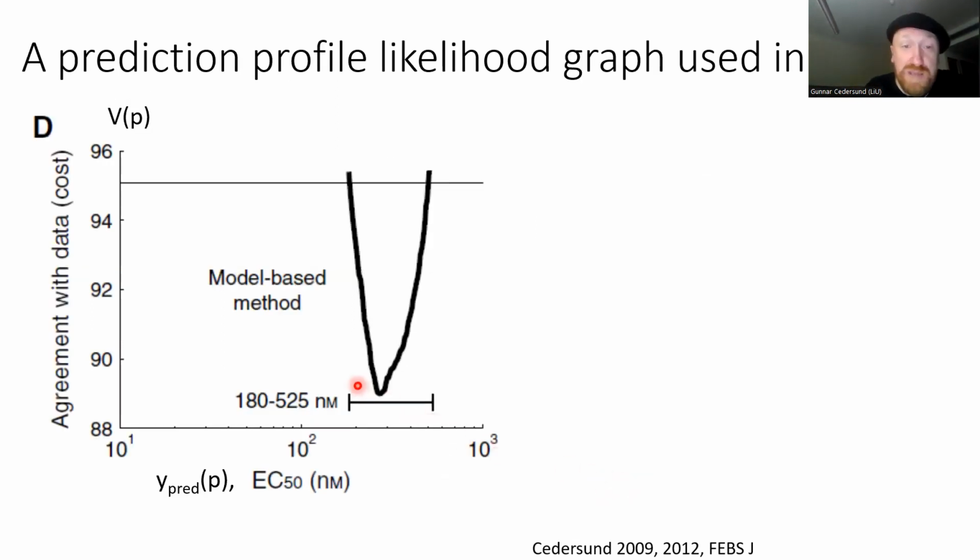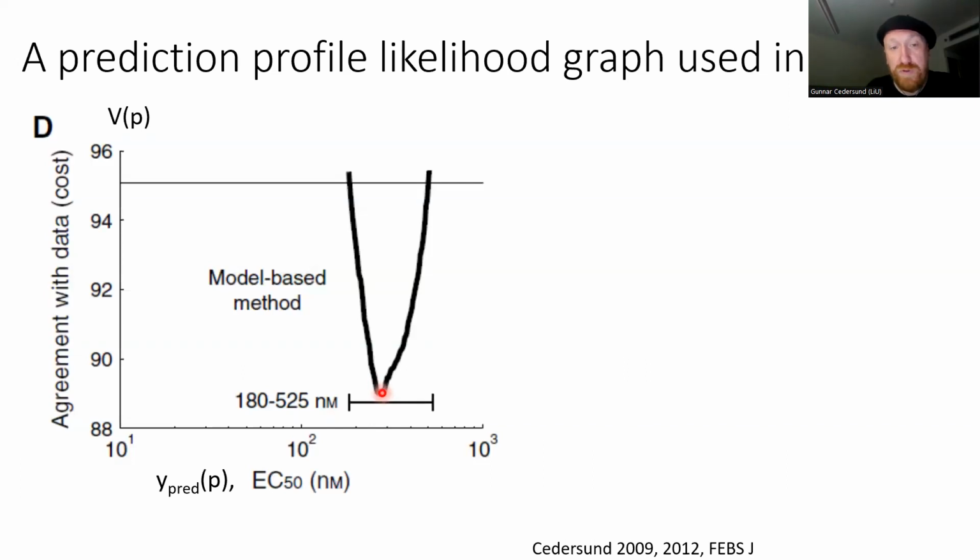So that means that you can get these types of curves again. Here we have a prediction profile likelihood curve. This is the optimal value for a particular prediction. And here we have the agreement with the data. So as you are stepping away from this, you get a worse and worse agreement with the data. For each step here, you are stepping away and then you're optimizing. So this is the best possible agreement with the data that you can have for these other values of this prediction, which here is called EC50.